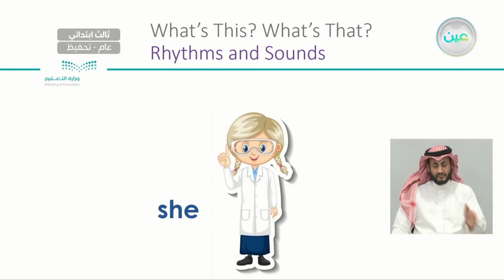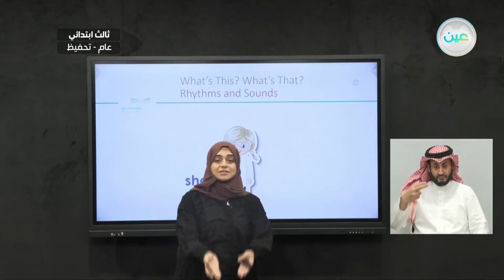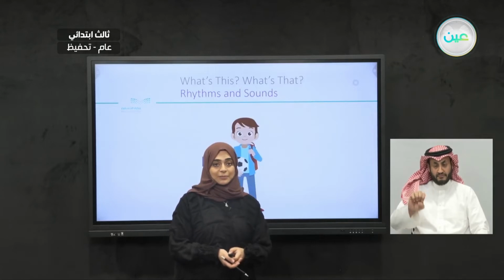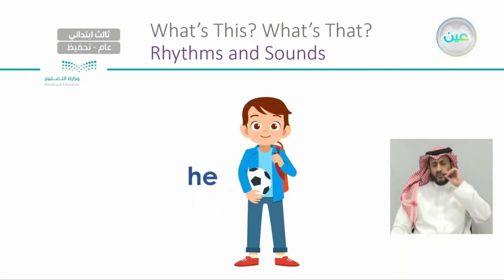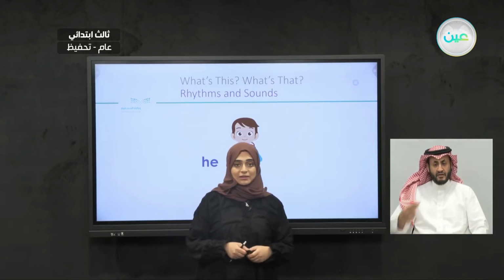Now this is a picture of a girl or a boy. It's a picture of a girl. If I was talking about a girl, what do I say? She. She is standing up. She is a nice girl. What if it's a boy? What do we say? We say he. Excellent. He. He is holding a ball. He is wearing a backpack.